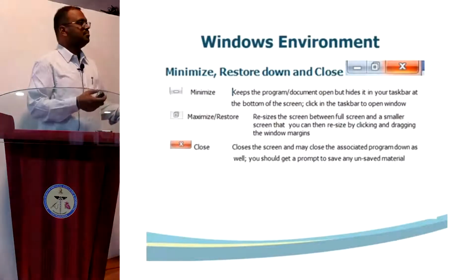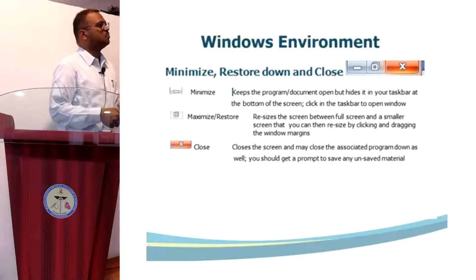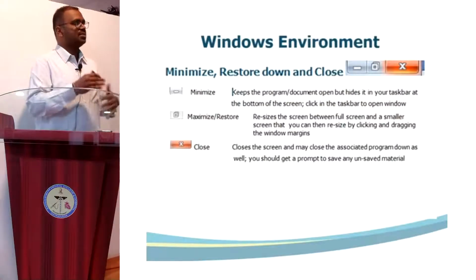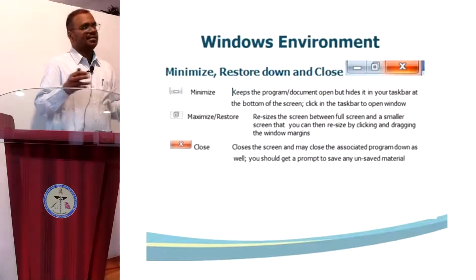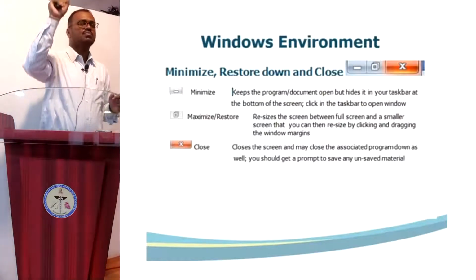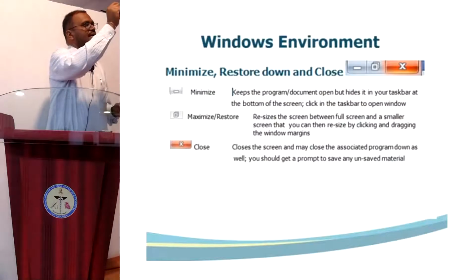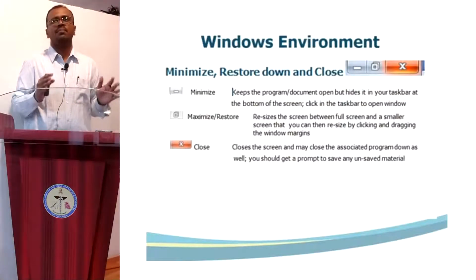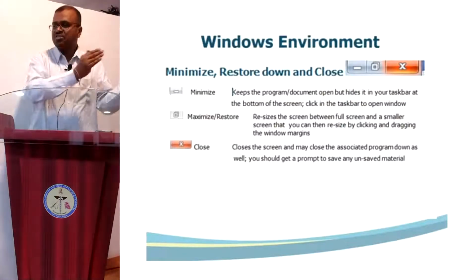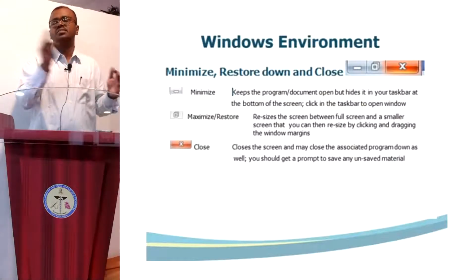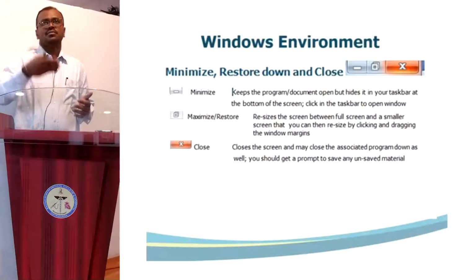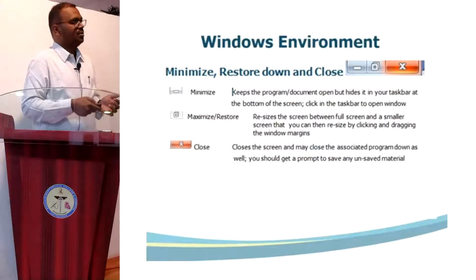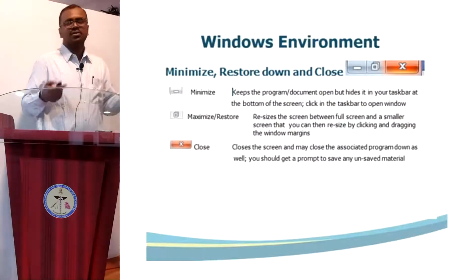Next, maximize and restore. Maximize and restore is the resizing of the screen between full screen and a smaller screen, so that you can resize by clicking and dragging the window margin. From the top of the window margin, you can click and drag it. Dragging of the different screens you must also know, that is very important, because there may be multiple screens. They should be dragged to different areas so that you can see both documents in a single view. So, resizing the document. Next, X is close, almost all of you know.